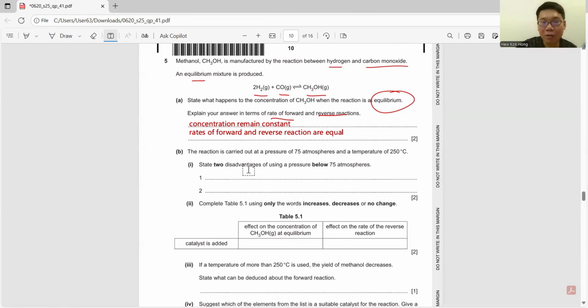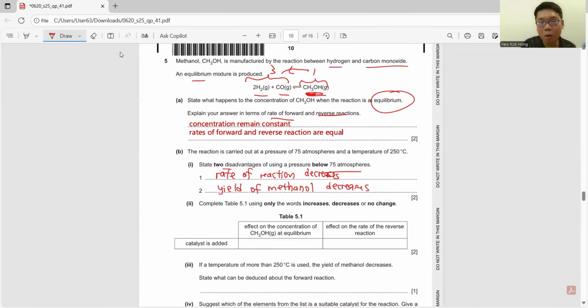Part B, the reaction is carried out at a pressure of 75 atmospheres and the temperature is 250. State 2 disadvantages of using pressure below 75. You need to explain in both rate of reaction and equilibrium. When the pressure is low, the rate of reaction decreases. How about the equilibrium? When the pressure reduces, it will tend to go to the side with more number of gas particles. So here have 3 mole, here have 1 mole. It tends to go to the higher number of particles side. So it will shift back to the left, which means the yield of CH3OH will reduce.